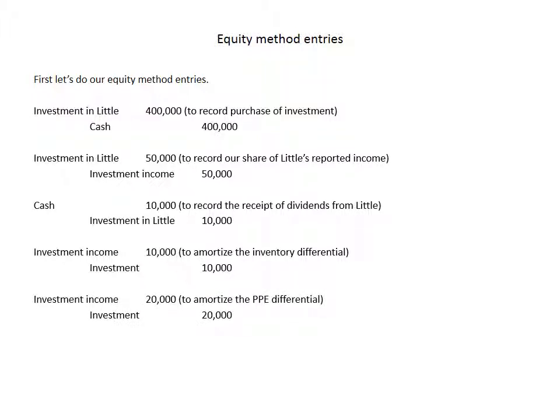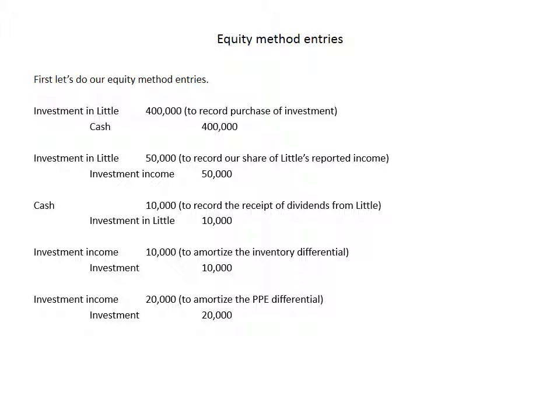By the same token, we have the amortization of our property, plant, and equipment differential. And again, we could think of that either from the income statement perspective or the balance sheet perspective. From an income statement perspective, again, we'd argue that Little's underreporting their property, plant, and equipment, which means they're underreporting their depreciation expense, which means they're overreporting their income, which means we're overreporting our investment income. So what we're doing here by debiting investment income is bringing our investment income down to its correct level.